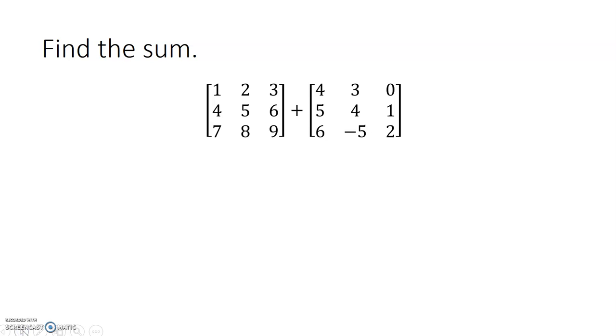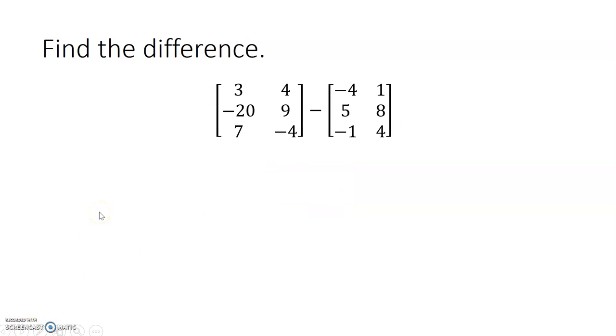This one, we've got a 3 by 3 plus a 3 by 3. It's the same process: we're just adding numbers in corresponding positions. So with this one, 1 plus 4 gives me 5, 2 plus 3 gives me 5, 3 plus 0 is just 3, 4 plus 5 is 9, 5 and 4 is 9, 6 and 1 is 7, 7 and 6 is 13, 8 plus a -5 is just 3, and then 9 and 2 is 11. That one shouldn't be too bad, and since I added together a 3 by 3 and a 3 by 3, I'm getting a 3 by 3.